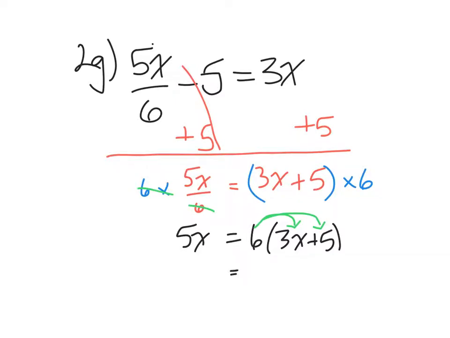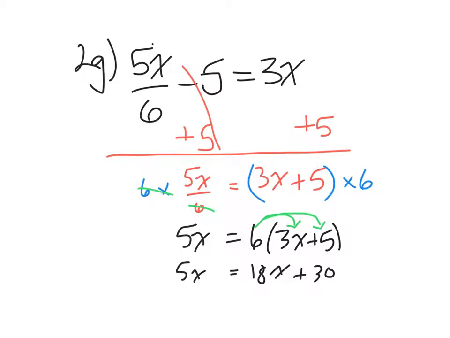I now have that 5x equals 18x plus 30, because I've multiplied 6. Sorry, I multiplied 6 by 3x to get 18x, and I multiplied 6 by positive 5 to get positive 30.